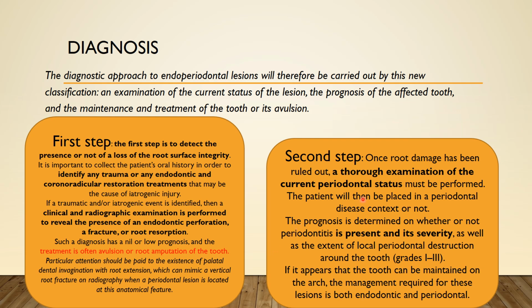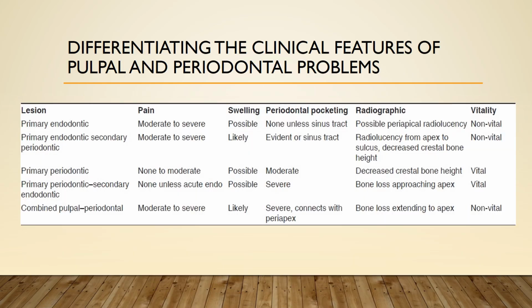The patient will be placed in the periodontal disease context or not, and the prognosis will depend on the presence and severity of the disease, on the periodontal destruction. So if it appears that the tooth can be maintained in the arch, the management of these lesions will always include endodontic and periodontal treatment.